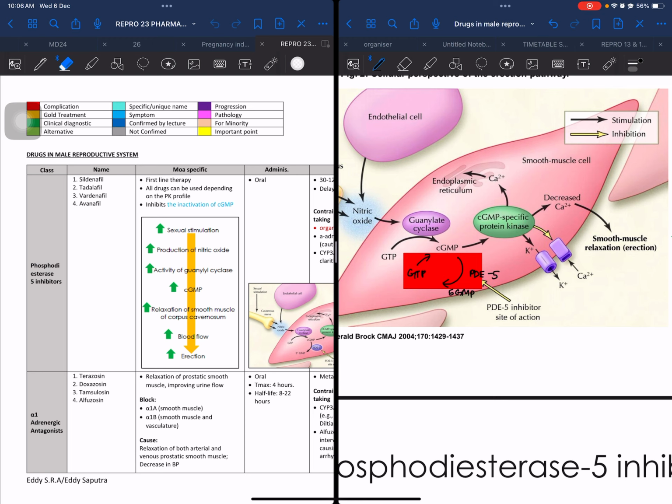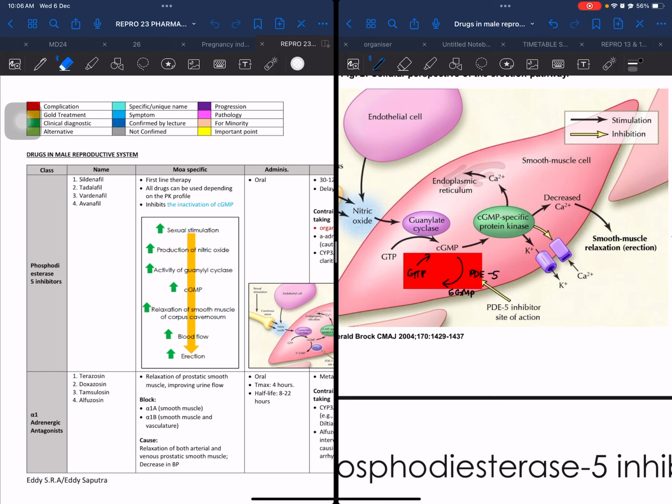Because obviously, in the normal physiological process, when an erection happens, the erection should stop. It cannot be maintained throughout. So how does it stop? When cGMP is being inactivated. Okay, how do you inactivate cGMP?